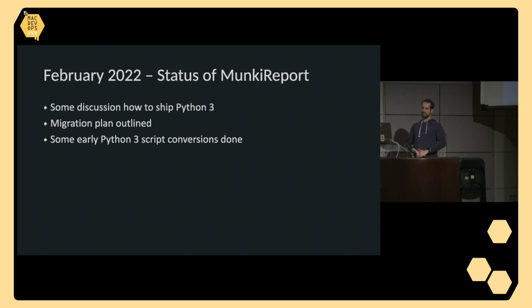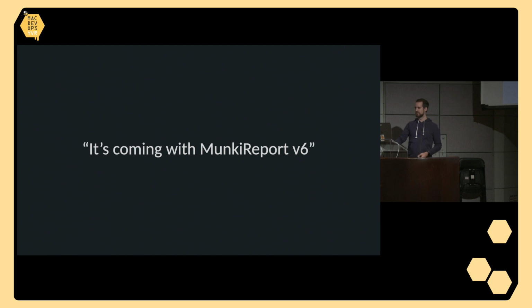Do we want to have Mac admin ship out Xcode tools to everybody? We don't really want that because we don't need Git. We don't need all the other weirdness that comes out with it. We had a rough migration plan outlined for how we're going to do it, and I did some early Python 3 script conversions. And then the big question: when is Python 3 coming to MunkiReport? It's coming with MunkiReport version 6.